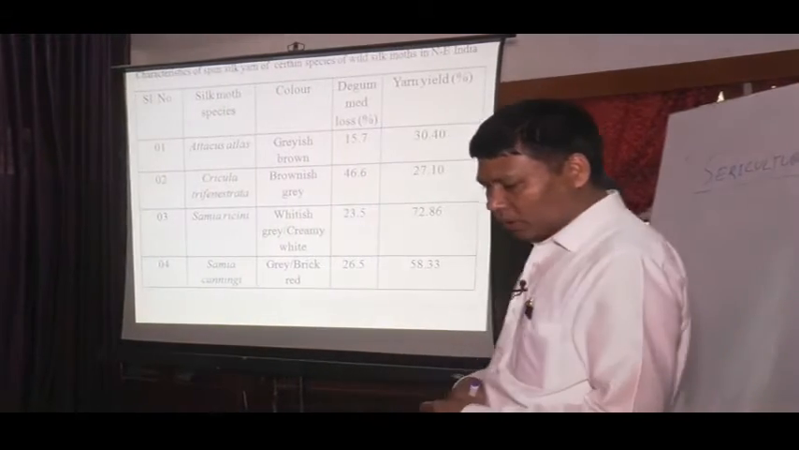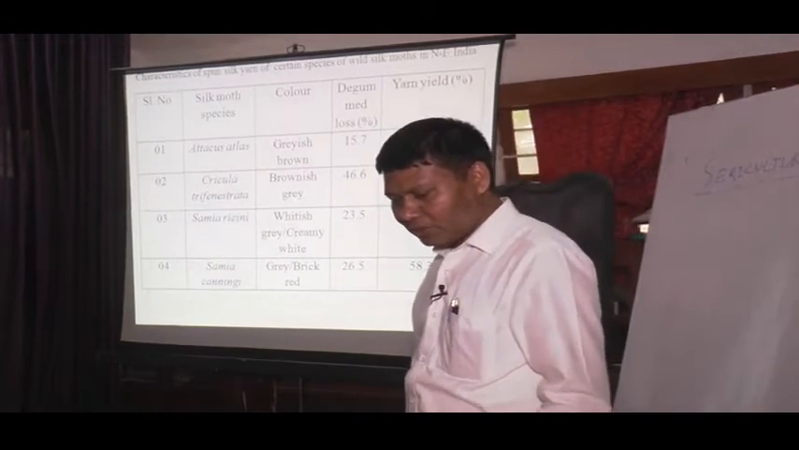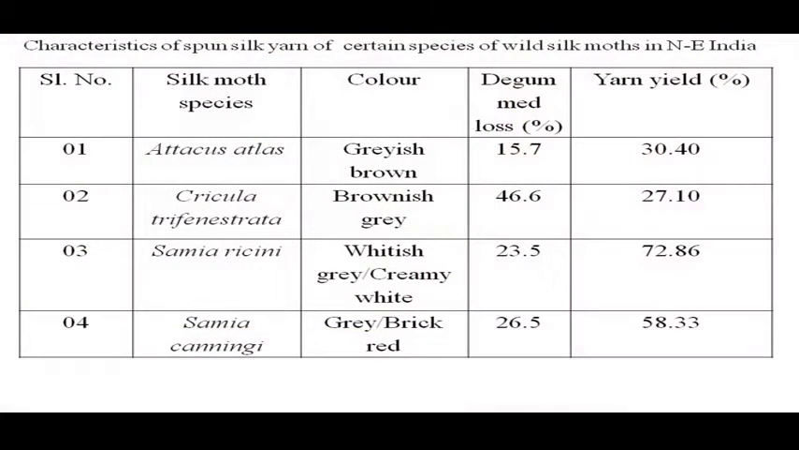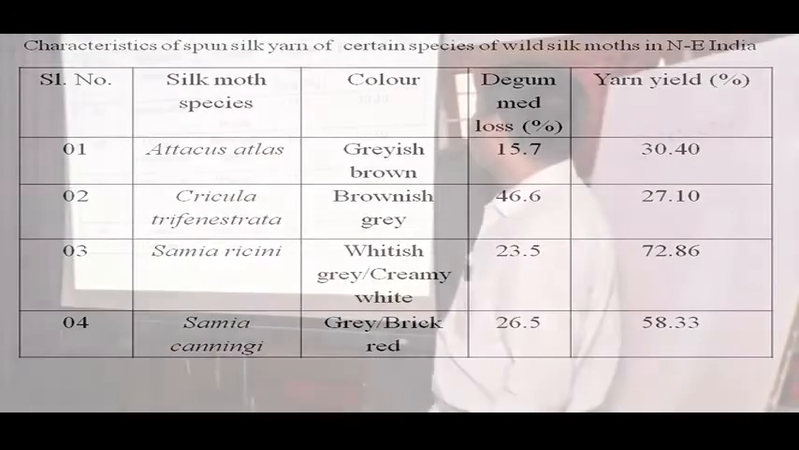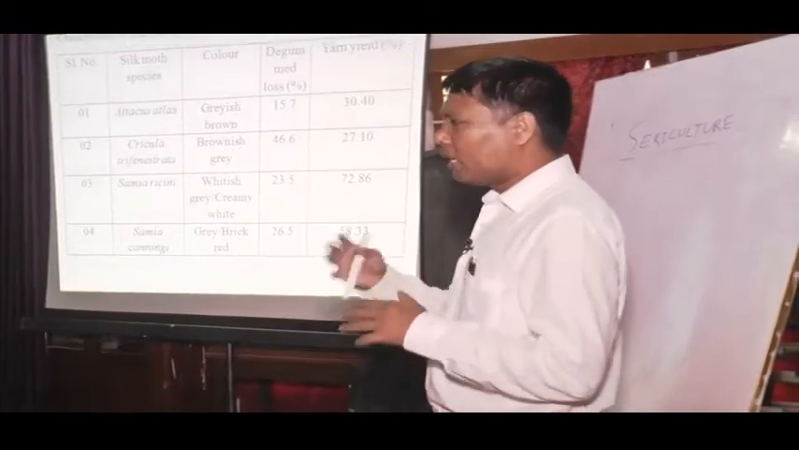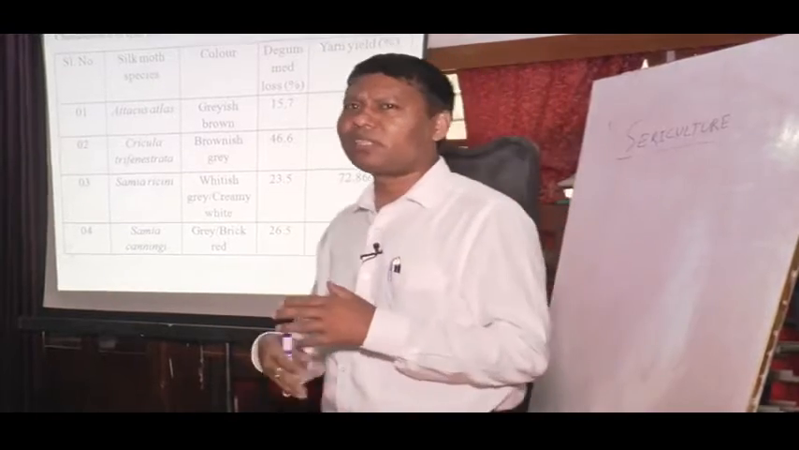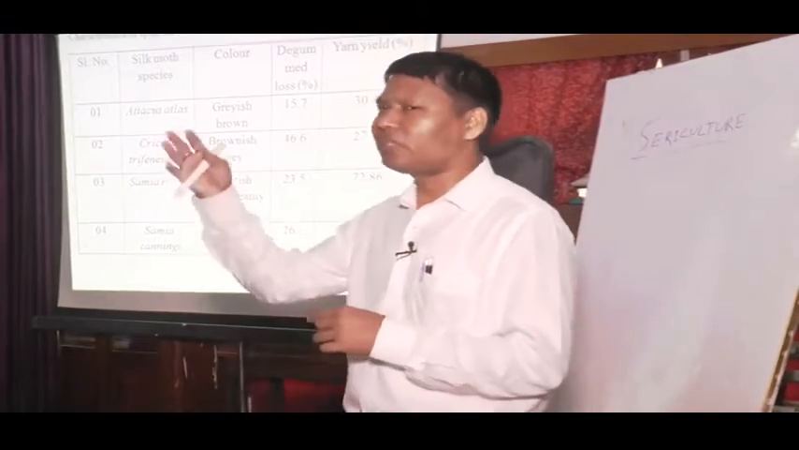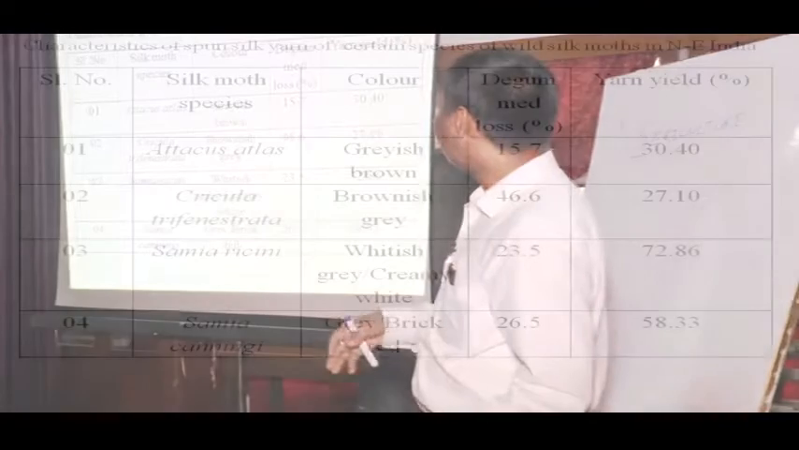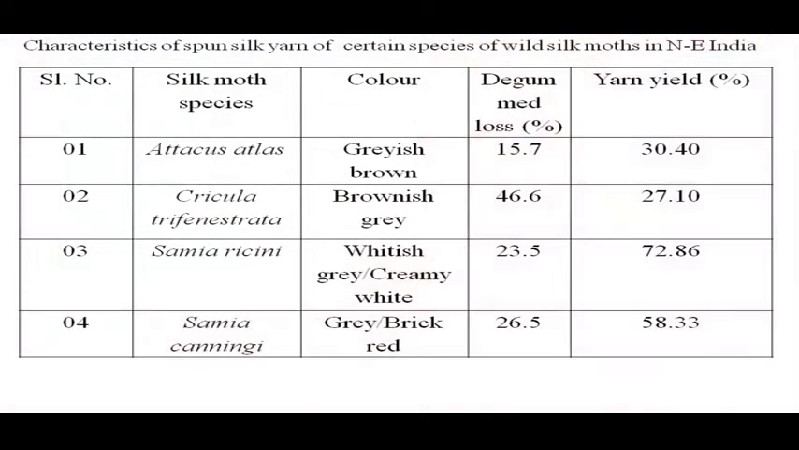So that is the characteristic of spun silk yarn of certain species of wild silk moth found in northeastern region. I am giving examples of northeastern region because we have lots of sericultural biodiversity in northeastern region of India. I am giving these examples to grow the interest in sericulture, so further we can go for higher study or for entrepreneurship development based on sericulture. That's why I am giving more examples in northeastern region of India.